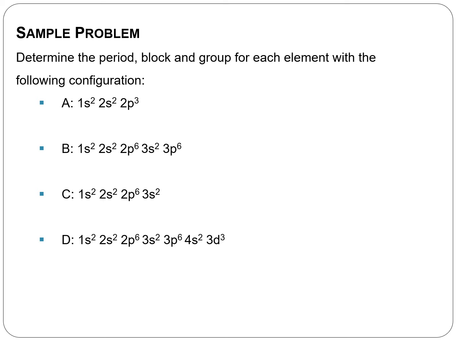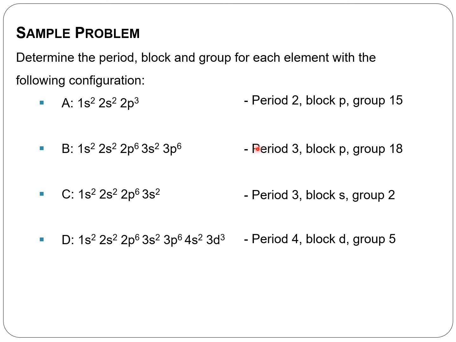Right, so now determine the block, period, block and group for each element with the following configuration. If you look at this one, so this is coming from which period? So I want you to answer this one, simple one. Right, so look at number 1. Okay, for example, this from period number, the last remaining period is 2. This is from period 3. This is from period 3. This is from period 4. Right, look at this one, not this one.